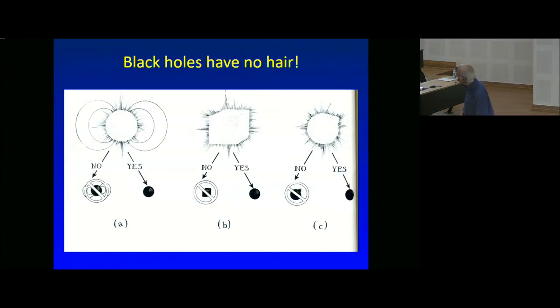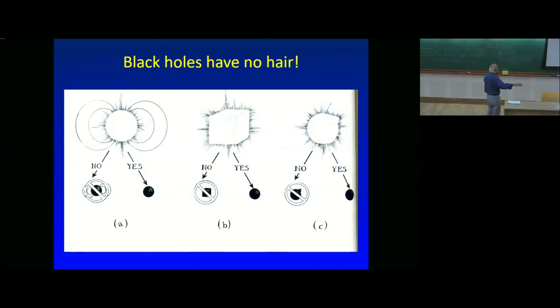Then Zeldovich asked the question, suppose the star had a little mountain on it, will the black hole have a little pimple on it? Or suppose the star was a cube, will the black hole be a cube? He said, no, the black hole will be a perfect sphere. These were conjectures by very powerful minds, but they had to be proved.